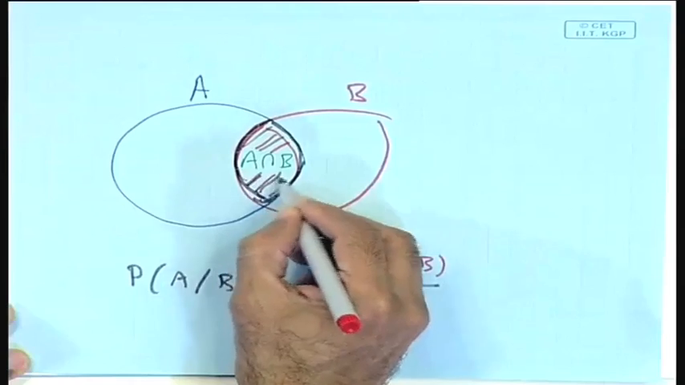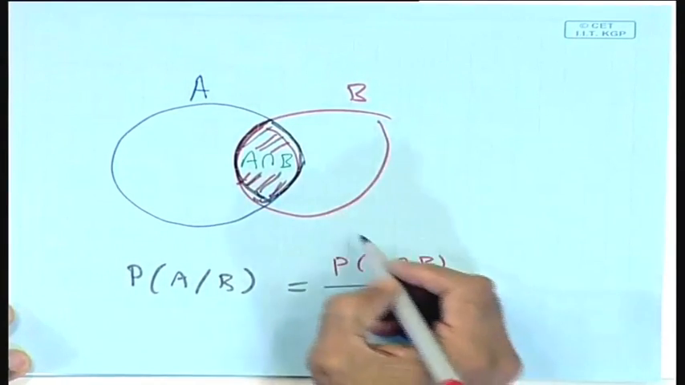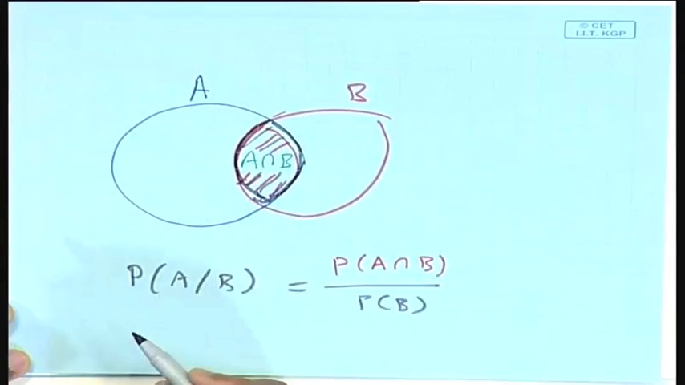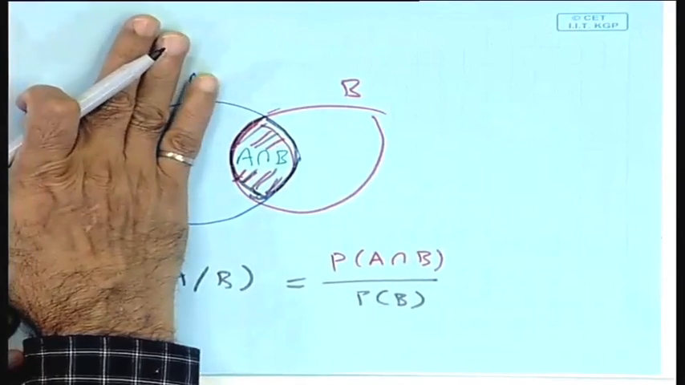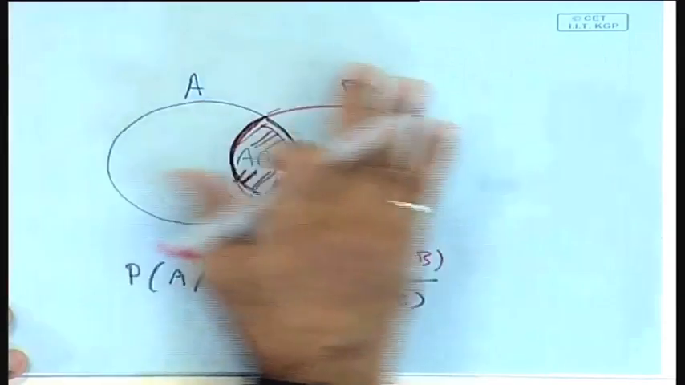This is the part that is A intersection B, divided by this whole probability. So it's now a ratio of this little thing here divided by this whole thing there. That is going to be my conditional probability. I'm not interested in this part because there B is not occurring.